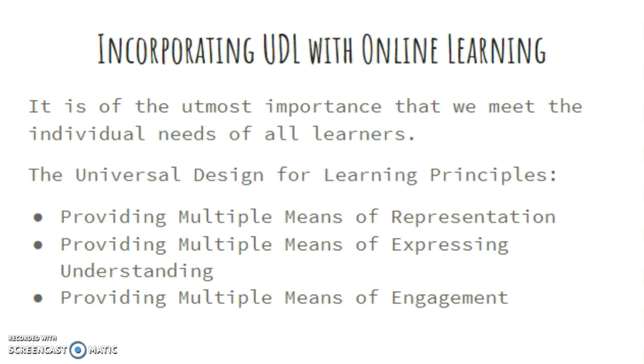Technology can be used as a powerful resource for meeting the individual learning needs of students. This needs to be taken into consideration when we are assessing the overall accessibility of all aspects of education. Rice 2012 states that the universal design for learning principles are a means of differentiating instruction to improve access to high-quality instruction for all learners. This includes providing multiple means of representation, providing multiple means of expressing understanding, and providing multiple means of engagement.